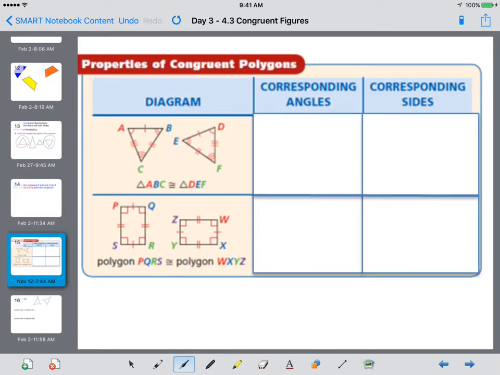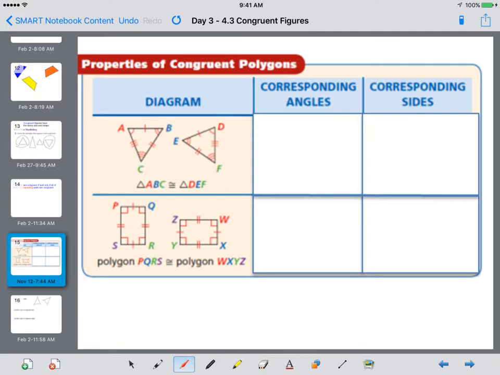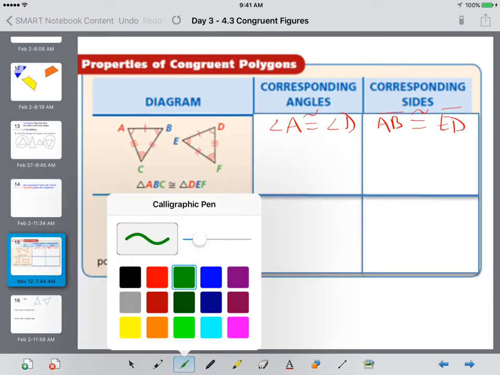So if we say this triangle ABC is congruent to triangle DEF, we need to list all the corresponding angles and sides that would be congruent. So for the triangle, it's angle A is congruent to angle D. And I'm going to put AB is congruent to side ED. I'm going to switch colors.